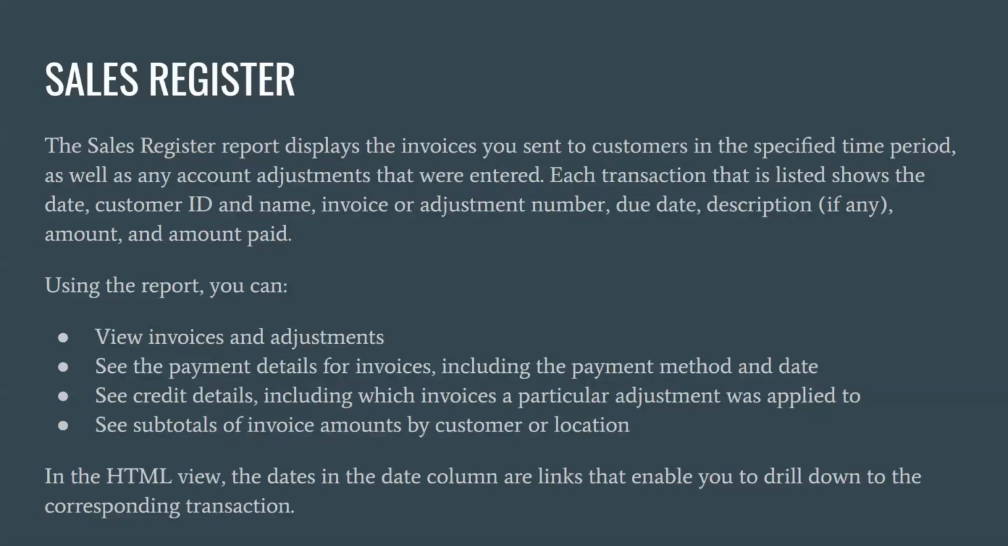If we're looking for drawdowns, this would list every single drawdown created for a period of time we select, including a specific customer if we wanted it to. So using this report, we can see the invoices and adjustments, see the payment details, see credit details if credits were issued, and see the subtotals of invoice amounts by customers' location, meaning their checkbook.